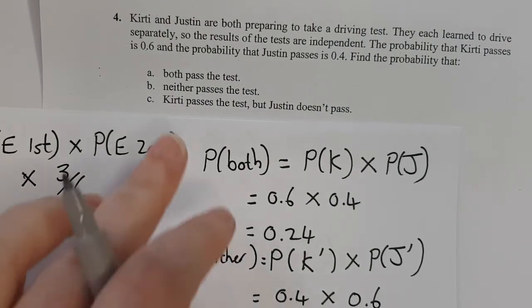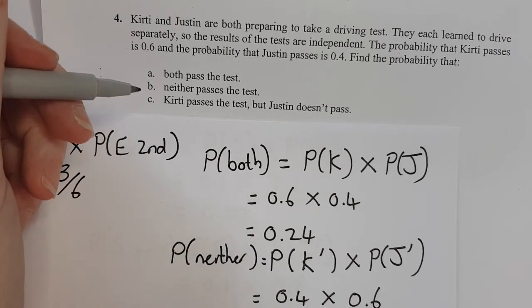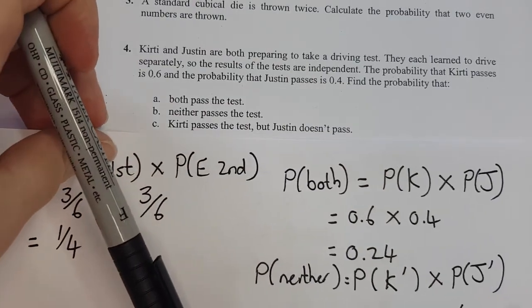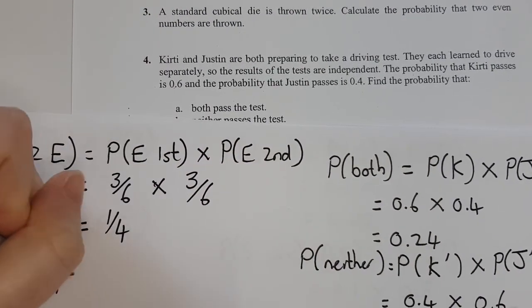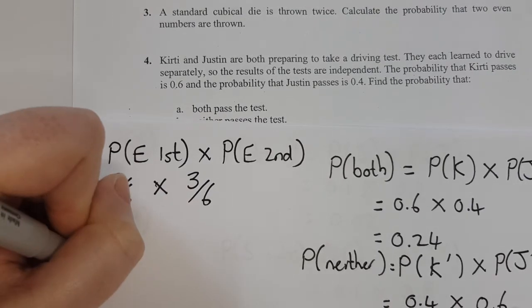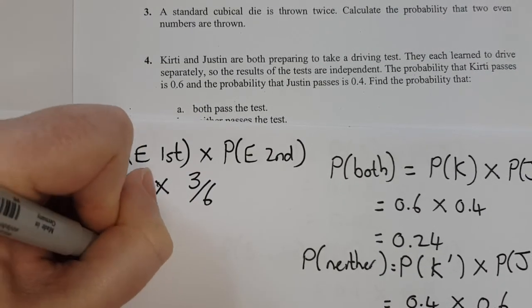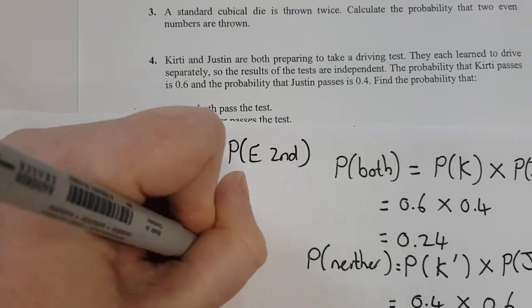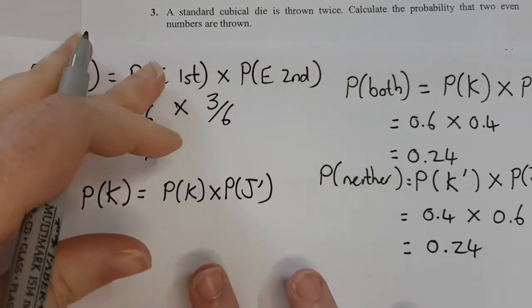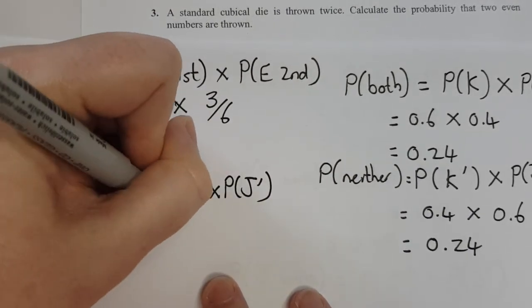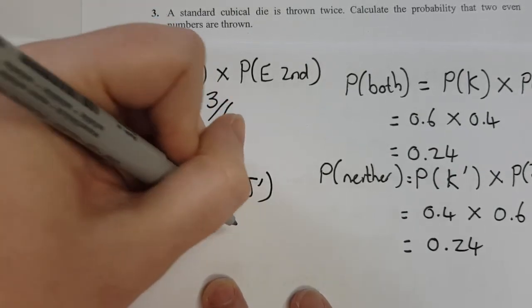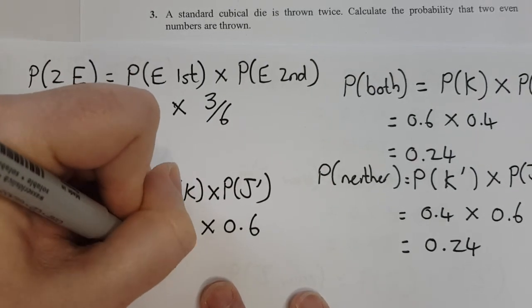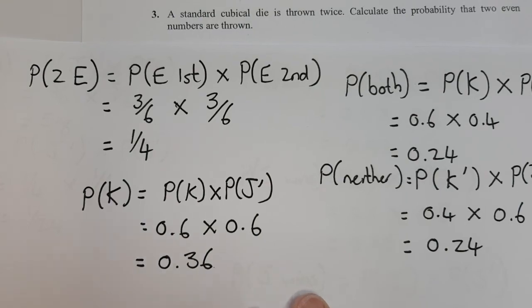Okay, and then our last one, Kirsty passes the test and Justin doesn't pass. So if Kirsty passes and Justin doesn't pass, I want the probability of just having Kirsty, which means that she is going to pass and Justin is not going to pass. So for Kirsty passing, her probability is 0.6, and for Justin not passing, the probability is 0.6. So 0.6 and 0.6 equals 0.36.